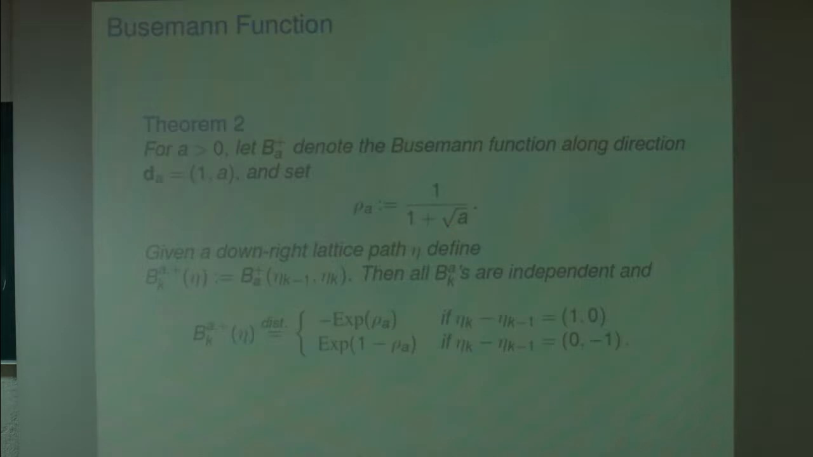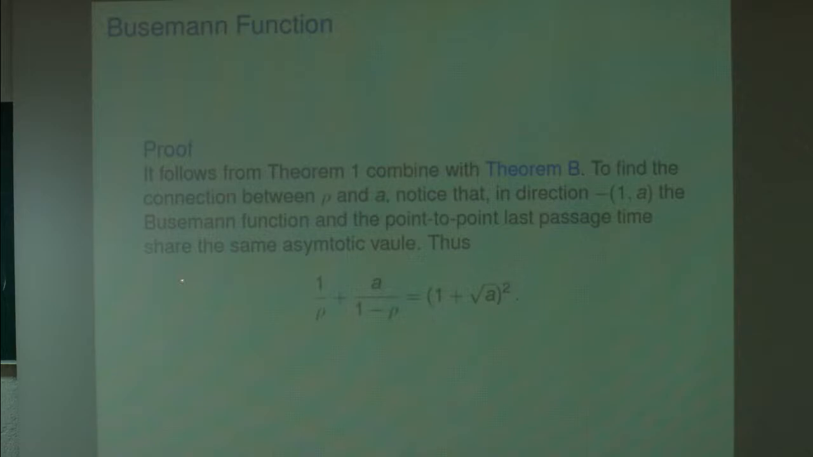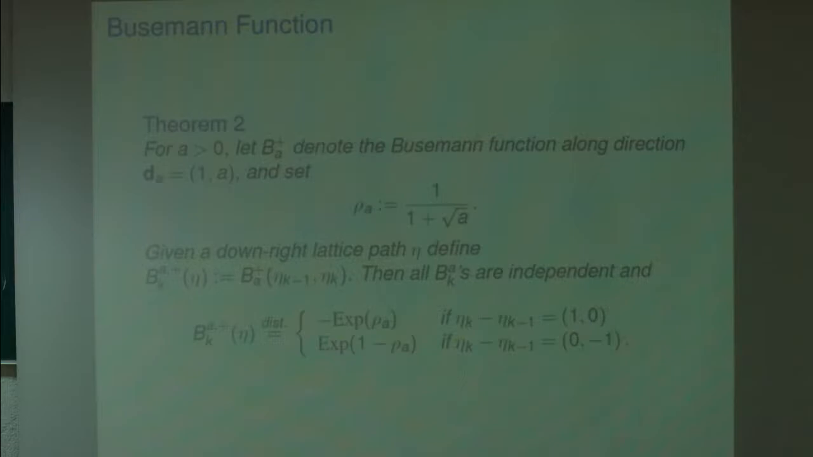To understand why this formula should be true, you have to see that if you fix a direction A, then the Busemann function in this direction and the shape function should have the same value. So rho and A should satisfy this formula, and then you get rho from A from this formula. Okay, so let me go back to the limit shape.